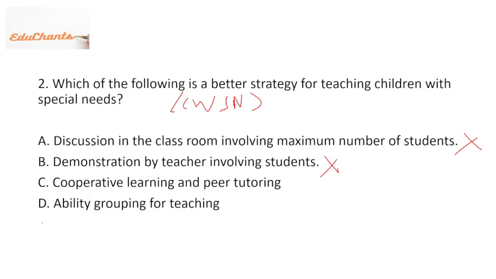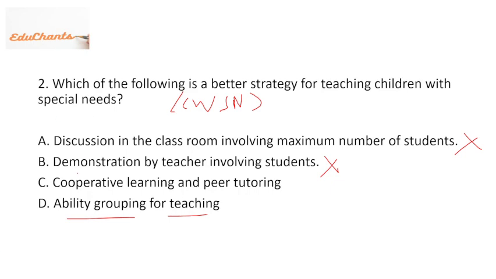Then ability grouping for teaching. Ability grouping means those who are having a special ability. Say for example, some are able, then they are grouped according to their ability, and some are not able or disabled. You can say they are CWSN, and we can group them in a specific group. No, this should not be done because we have to make a heterogeneous group, a mixture of different people.